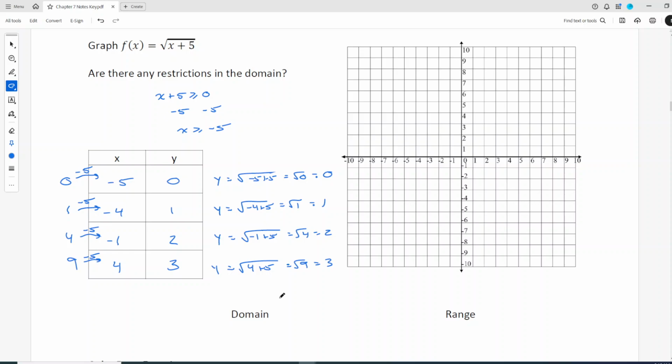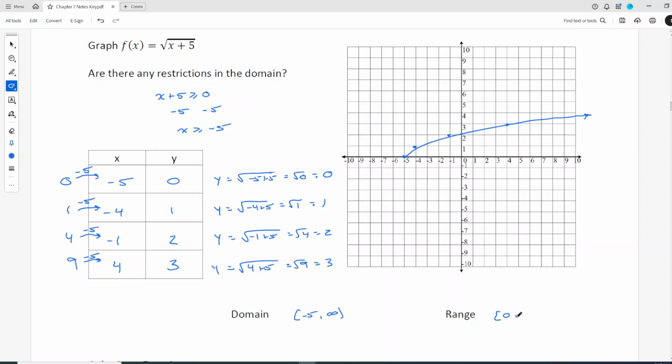So now I'm going to graph this starting at negative 5, 0, and then either do your shape or plot your points. So negative 4, 1, negative 1, 2, and 4, 3. Awesome. This one's going to have a domain of negative 5 to infinity, and it's going to have a range of 0 to infinity.